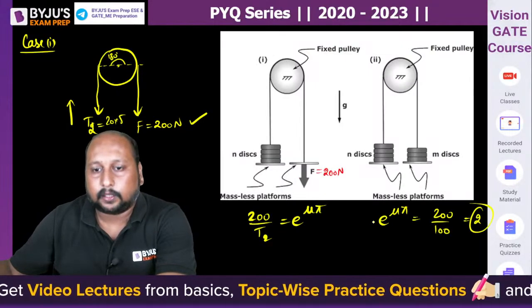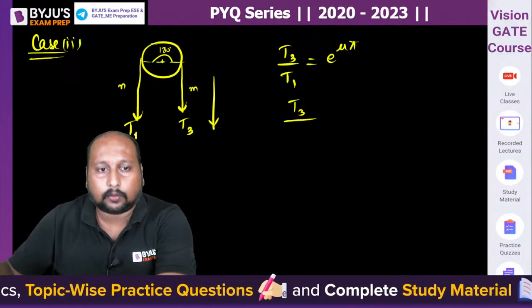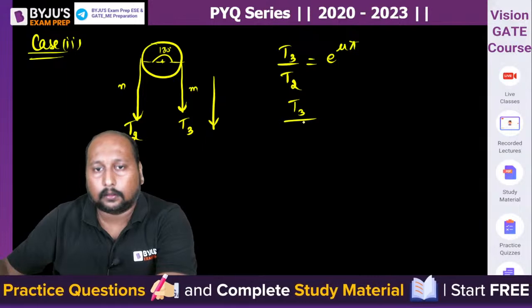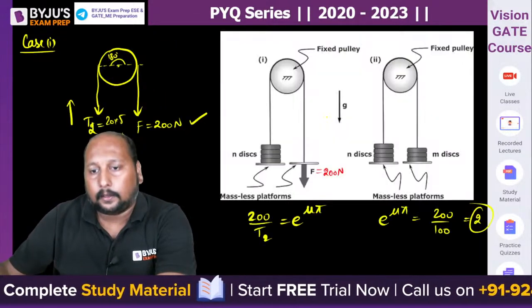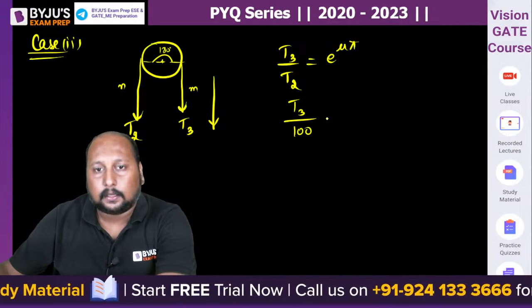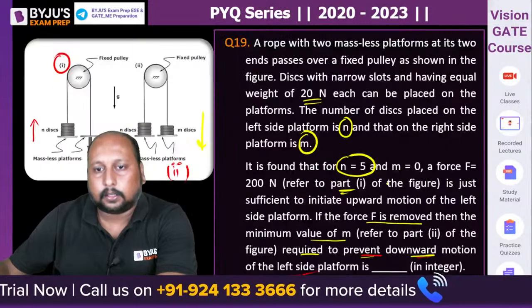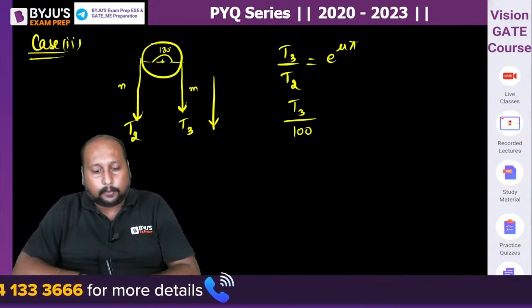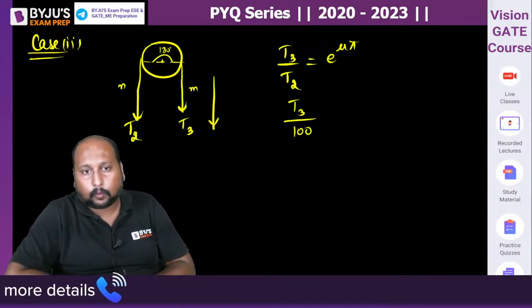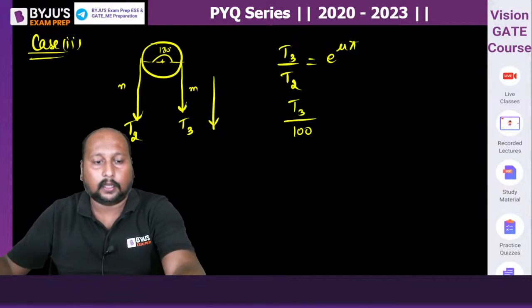T1 is equal to how much? T1 is equal to T2, इसको T2 लिखा ना, T2 is equal to 100, okay, 100, right? So can we say yes, right? कितना है यहाँ पे? We are applying, ठीक है. So what's the value of T3? What is the value? अच्छा, they are sufficient enough to have the downward motion on the left hand side.